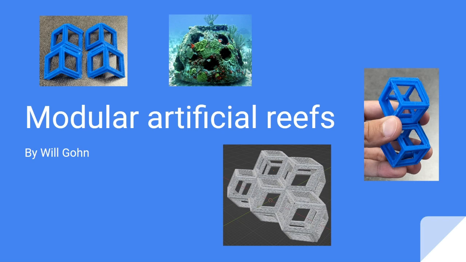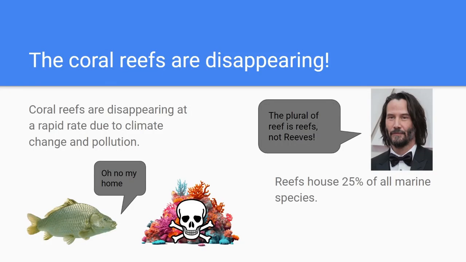My project is a modular artificial coral reef. The reason for this project is that coral reefs are disappearing. They're disappearing at a rapid rate due to climate change and pollution. And this is an issue because reefs house 25% of all marine species, which is a lot.